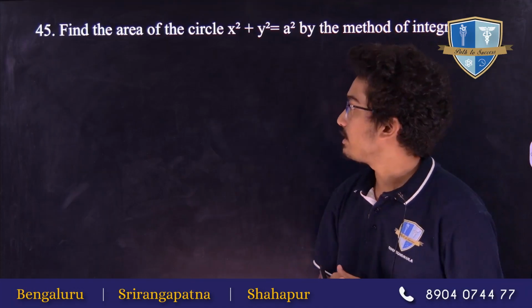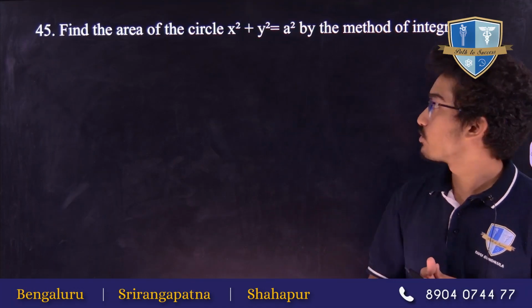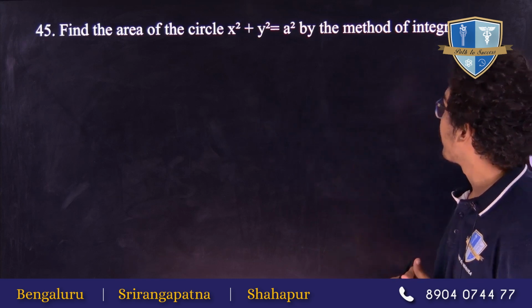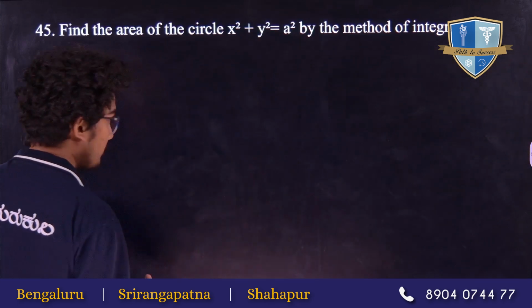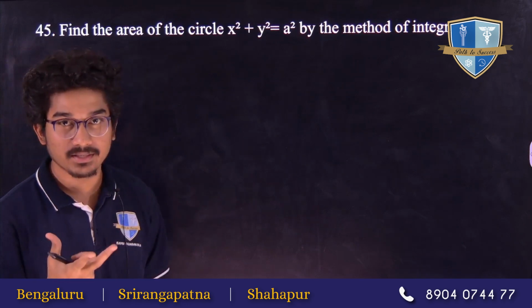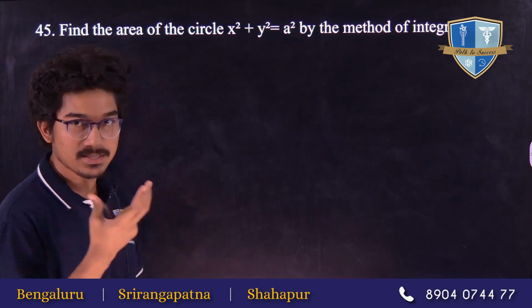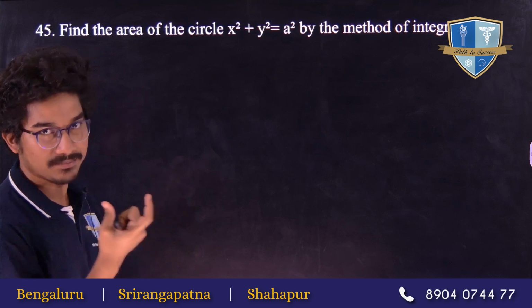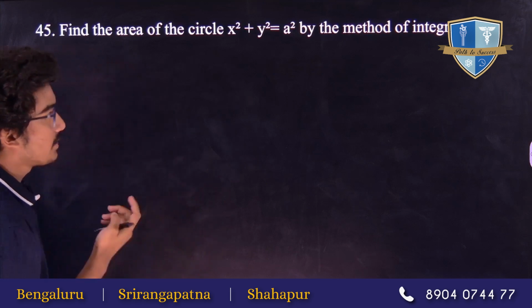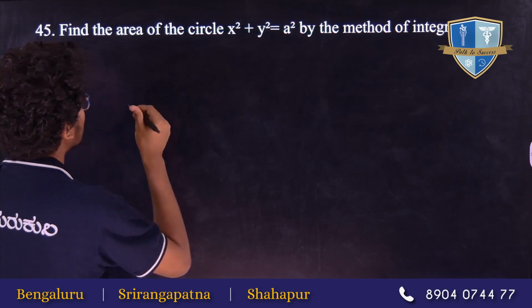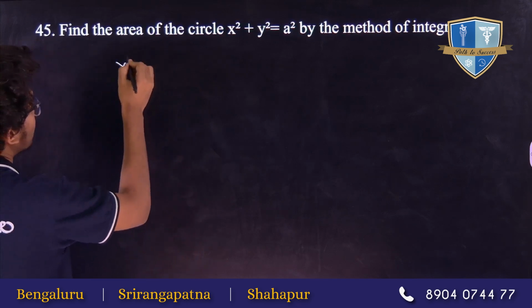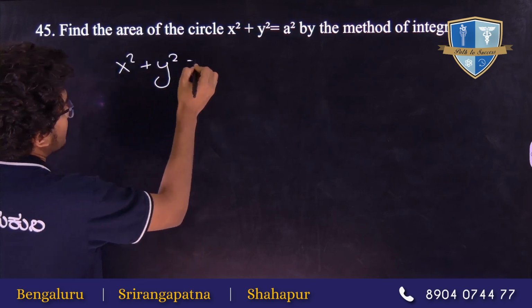So the next question is to find the area of the circle x square plus y square equals a square by the method of integration. Using integration we can find the area under the curve if we have y equals a function of x. So from here we'll find y equals function of x, since we have x square plus y square equals a square.